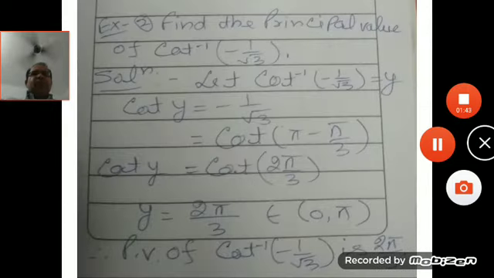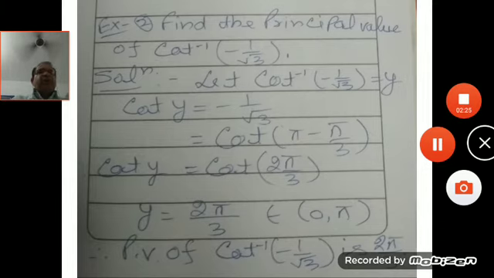After that, we have to take the second question. Find the principal value of cot inverse minus 1 upon square root 3. We must keep in mind that when the question is based on a negative value of sine inverse, tan inverse or cosec inverse, then we have to adopt a different formula than if the question is based on cos inverse, cot inverse and sec inverse. The method will be different.